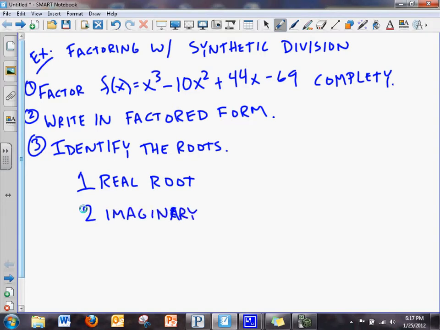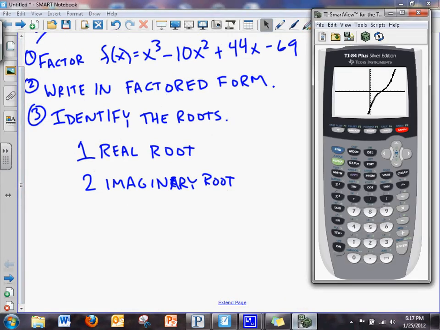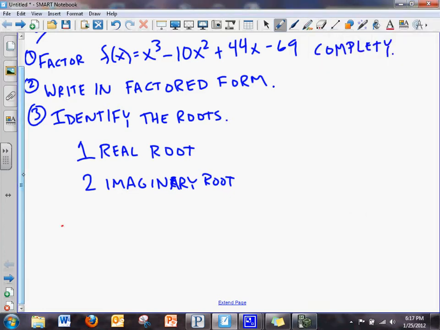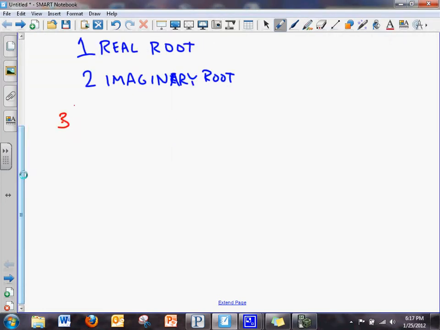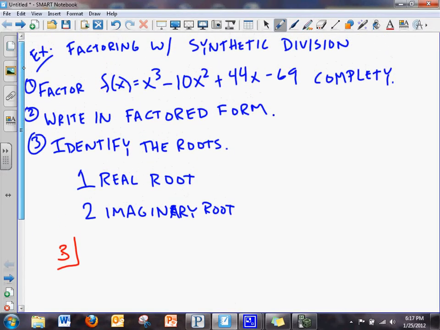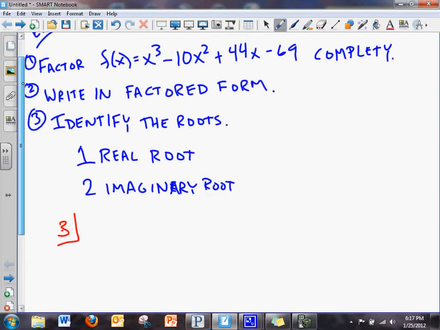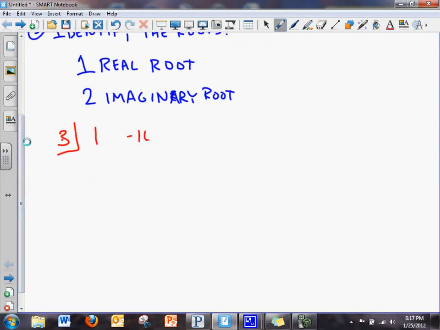I can already see in my mind the path of this problem and the steps we're going to take to factor this completely. All right, so let's get started. Looking at the graph, it looks like it goes through x equals 3. If it doesn't, we're in trouble. So we're just going to assume it does, and we're going to use synthetic division using positive 3. Coefficients across the top here are 1, negative 10, positive 44, and negative 69. And I hope I'm going to get a remainder of 0.